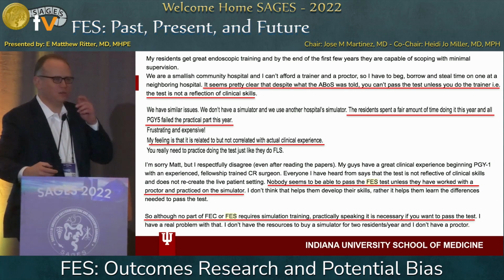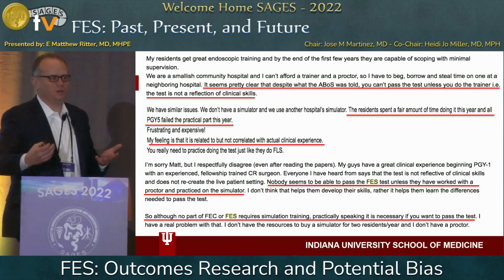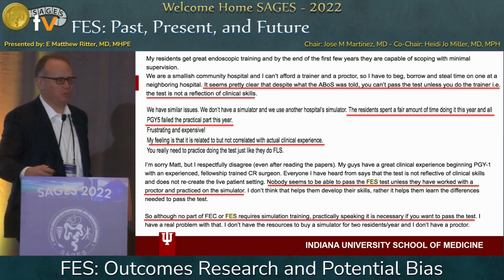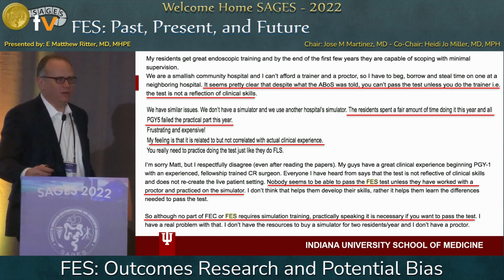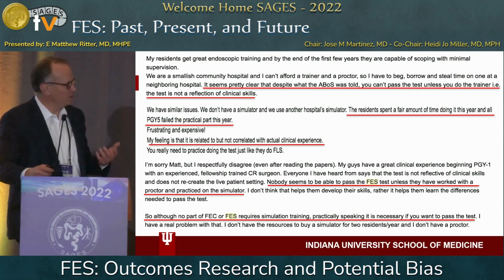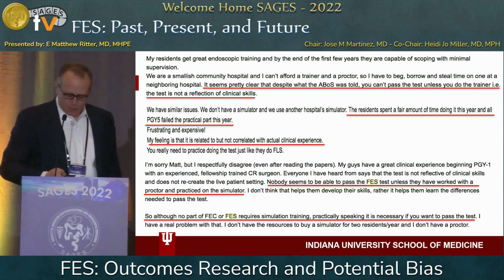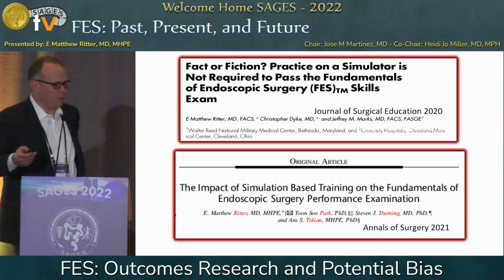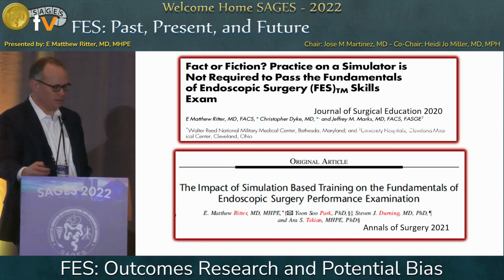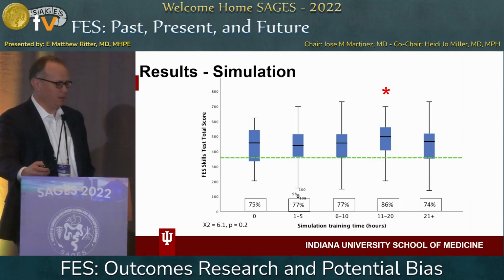Well, I think you saw in the last talk, there's no direct relationship between unstructured simulator practice and passing the test. So basically that predicted what we would find in the data right there. You can't just unstructuredly do the simulator and pass. You've got to do good structured endoscopy. So anyway, this led us to the papers that we already touched on, the first in JSE and then the second in Annals.